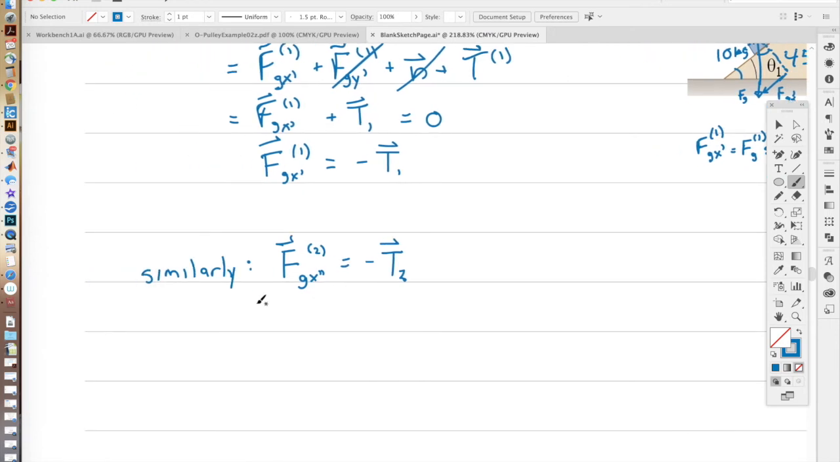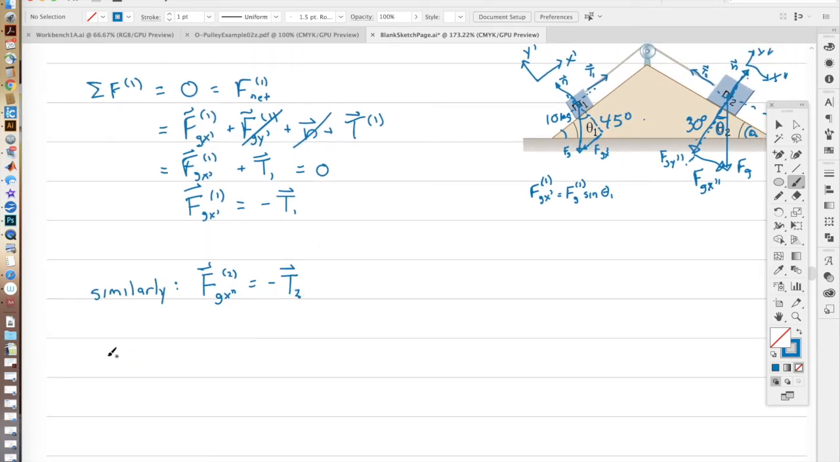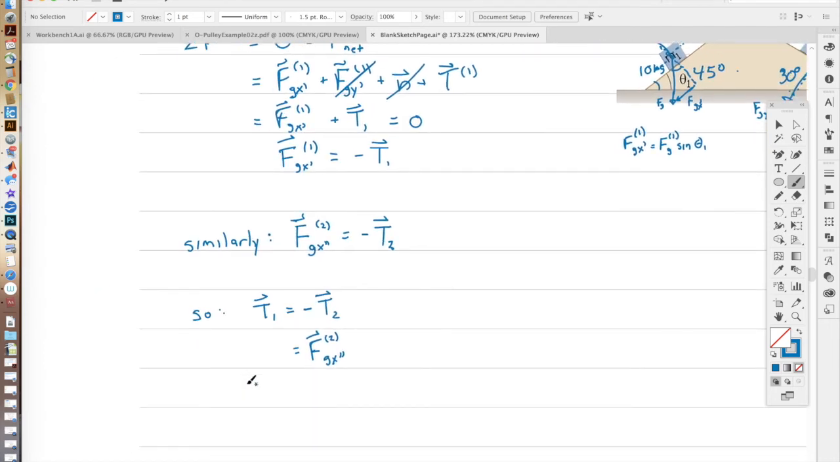So tension 1 vector is equal to the opposite, but equal, of tension 2 vector. But minus tension 2 is exactly Fgx double prime, right? So I can replace this down here with Fgx double prime 2. And come over here, look at T1. T1 is minus Fgx prime, right? I have it here with the minus sign on the other side. We can easily move the minus sign to this side, so I can take T1 and say that is equal to minus Fgx prime 1.